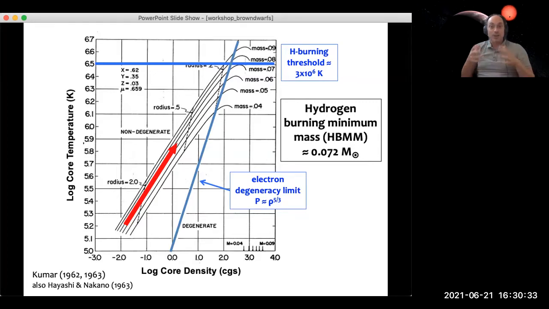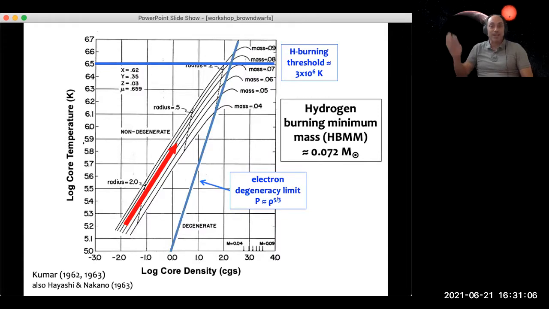So brown dwarfs, to some degree, are kind of quantum mechanical objects. They're held up by quantum mechanical forces, this degeneracy force, and they're prevented from getting hot enough to start fusion reactions. It turns out Jupiter and Saturn and the other giant planets are also in the same situation. They are held up by electron degeneracy forces, and they also can't start fusion because of that pressure. So there is definitely a minimum mass for stars, and that minimum mass is set by this electron degeneracy. And the value of that minimum mass is about 7% of the mass of the sun.